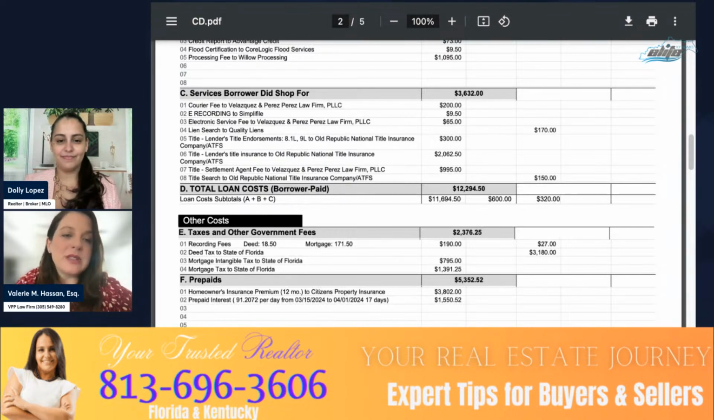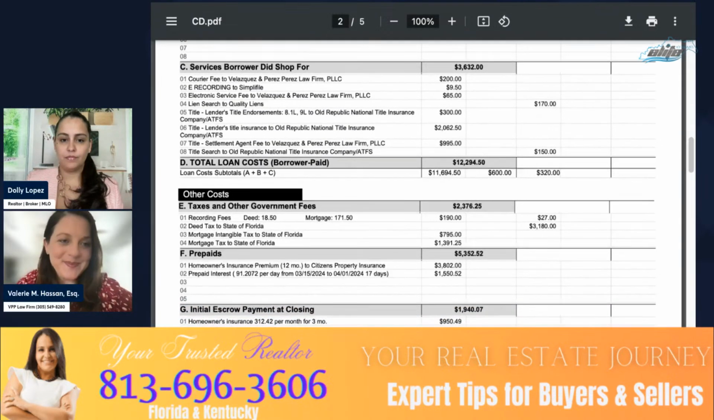Right above that, you'll see title endorsements. Some lenders require some endorsements to the policy. For instance, if it's part of a condominium, or a planned unit development, you're going to have endorsements in order to protect a policy even further. So that's what C is all about. C is all about your title insurance.